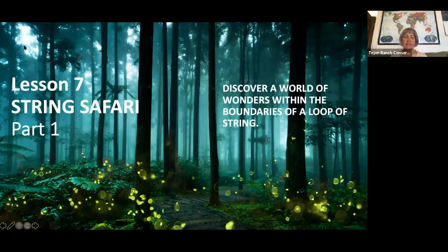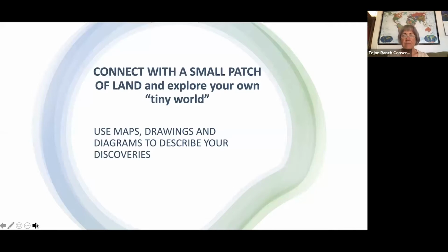Let's get started. In lesson 7, String Safari, a 2-part lesson, the first part is the journaling part. The second part, we'll be doing something else using the NGSS cross-cutting standards. We're going to be using a loop of string today and studying one particular small area. It's connecting with a small patch of land, and you're going to explore your own tiny world. In it, you're going to create maps, drawings, and diagrams to describe your discoveries.